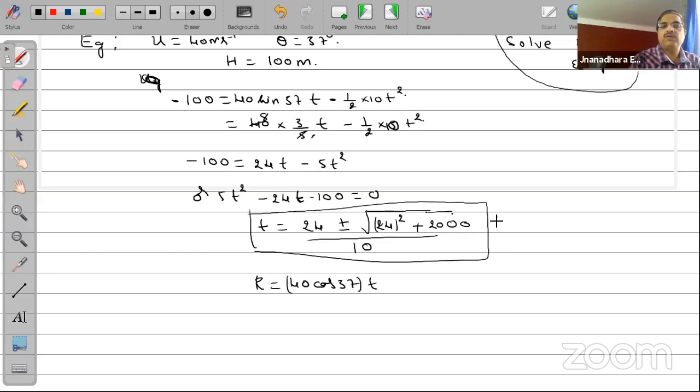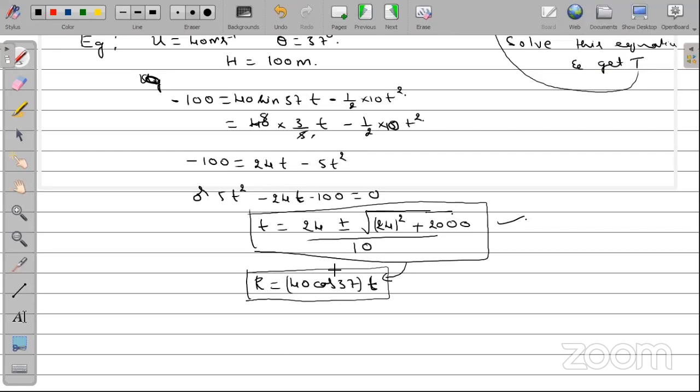Okay. So therefore, you get time here. Once you get time, you just have to substitute for the time in this expression and get the answer for range. I thought I should tell you this method because problems may come on this idea as well. Are you all okay with this? Can I go to my next idea in this one?